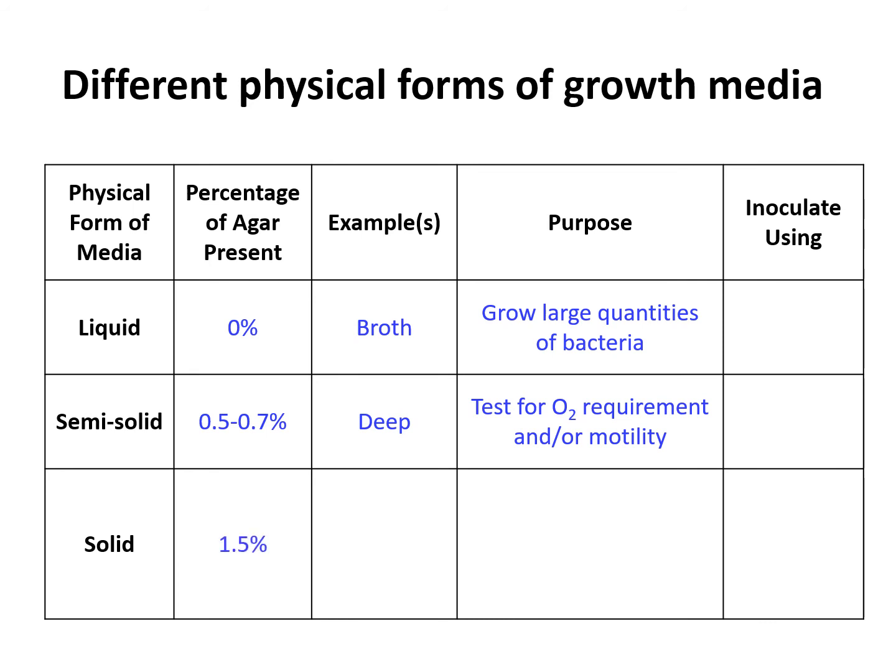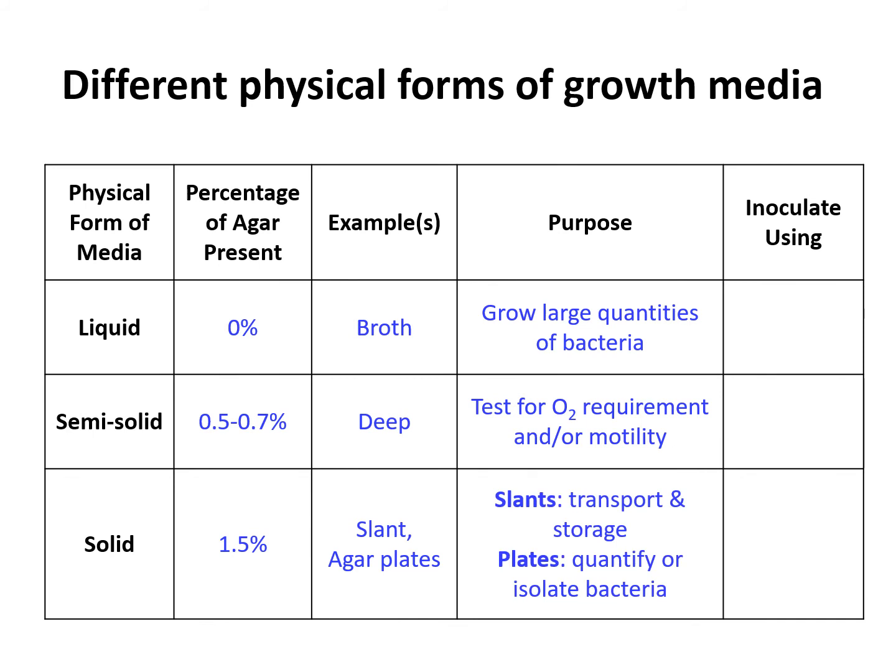A solid medium does have agar. So if you compare, you will see that solid medium has the highest percentage of agar, followed by the semi-solid, and then of course, the liquid has 0. What's an example of a solid medium? I showed you 2, right? The slant and the plates. Now, what are they used for?